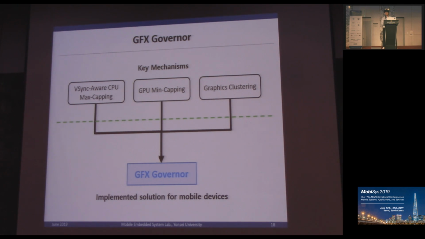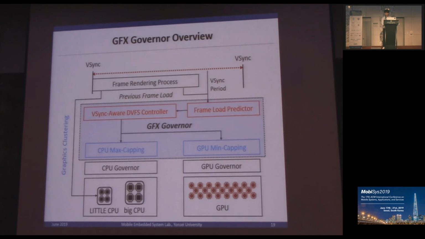To implement our solutions in real mobile systems, we integrated them into a single framework, GFX Governor. This is the overview of our GFX Governor. GFX Governor is designed as a layer above the CPU and GPU governors inside the kernel, and it receives high-level information about the Android graphics pipeline from the Android framework and properly applies our abstract solutions: VSync-aware CPU max capping, graphics clustering, and GPU min capping.